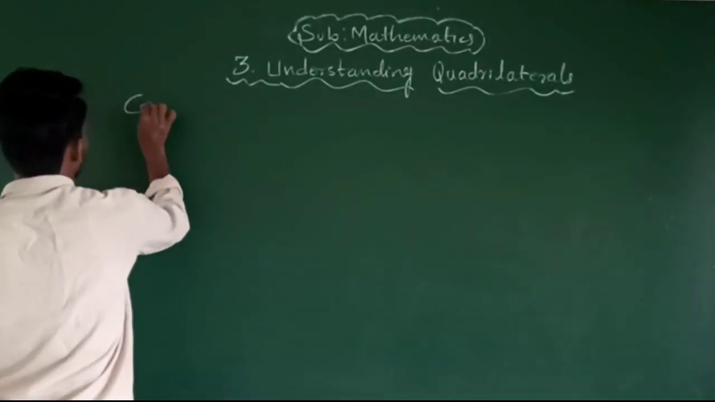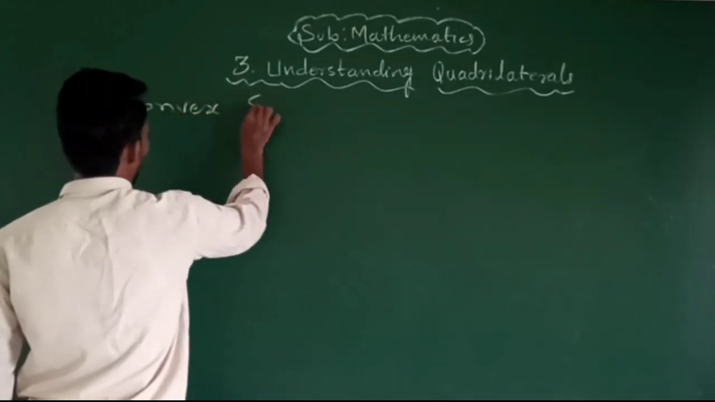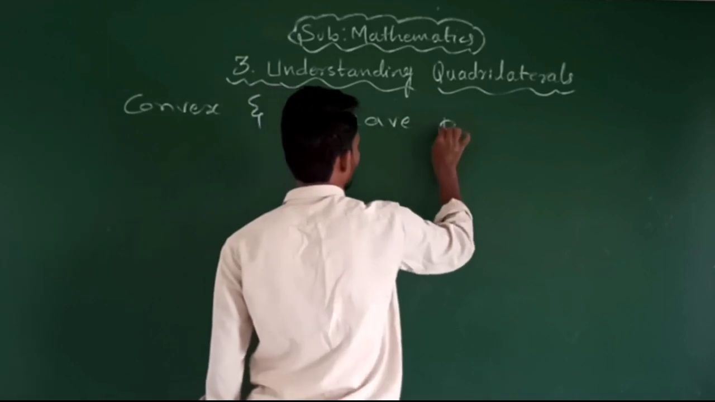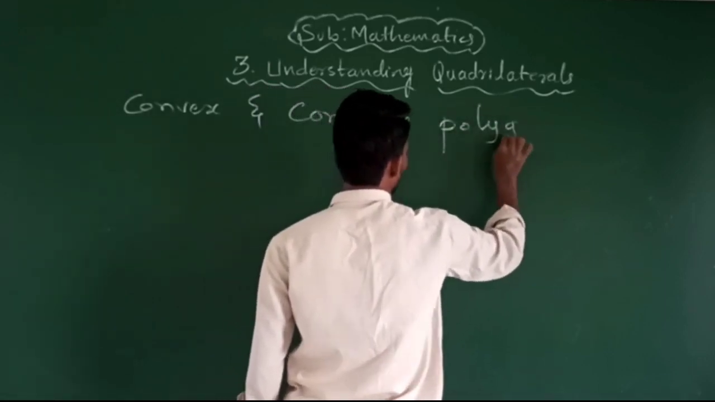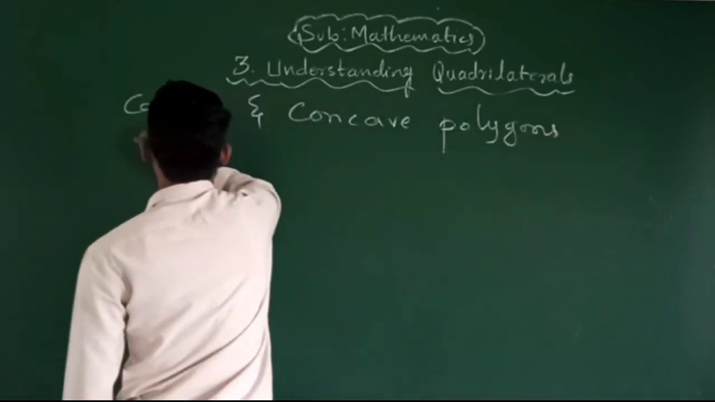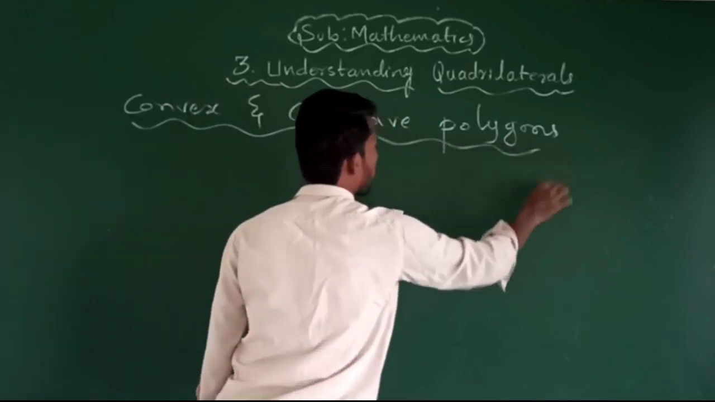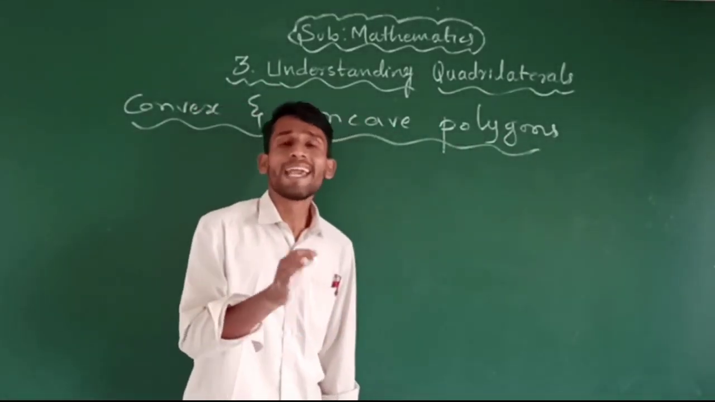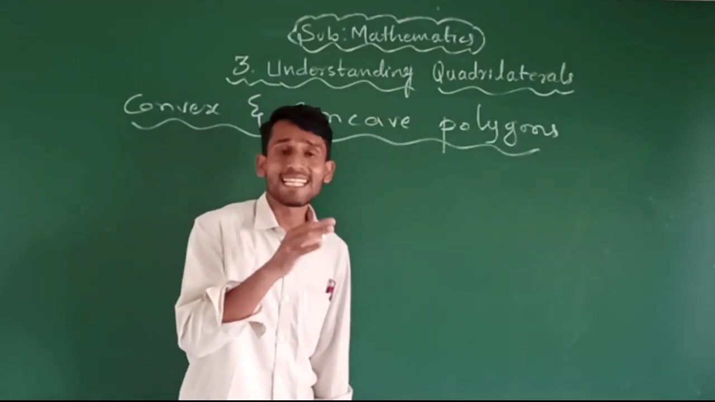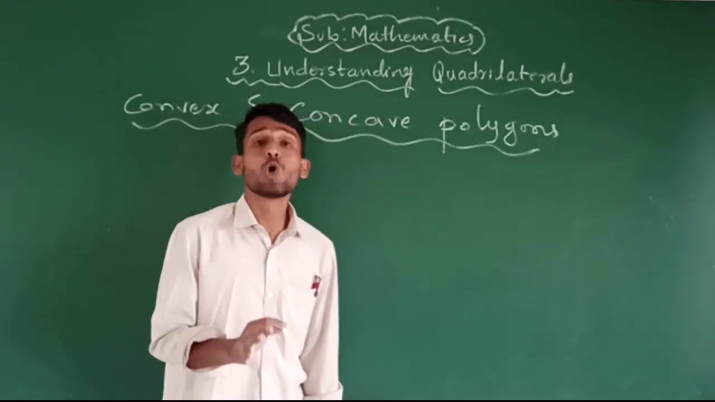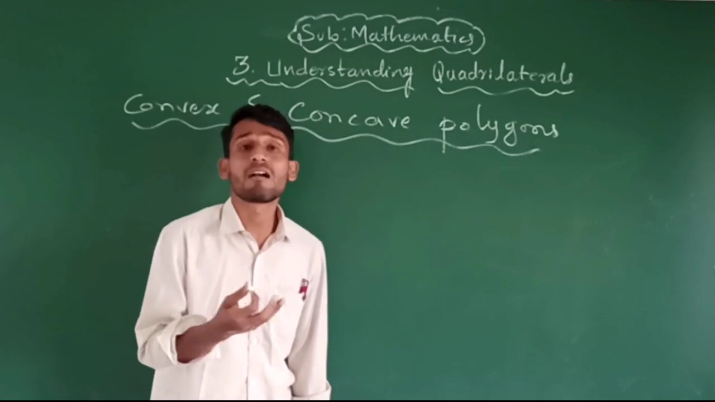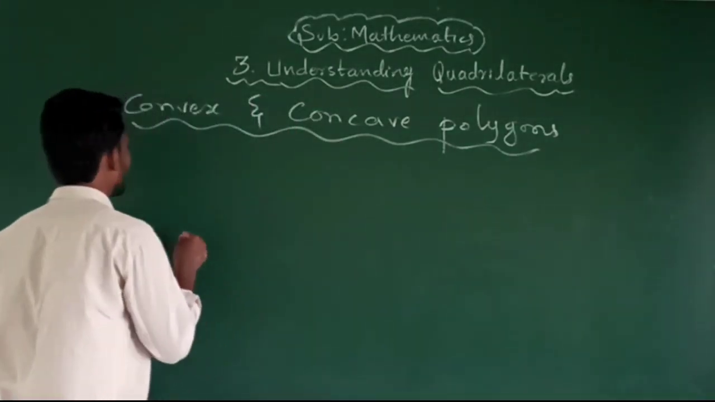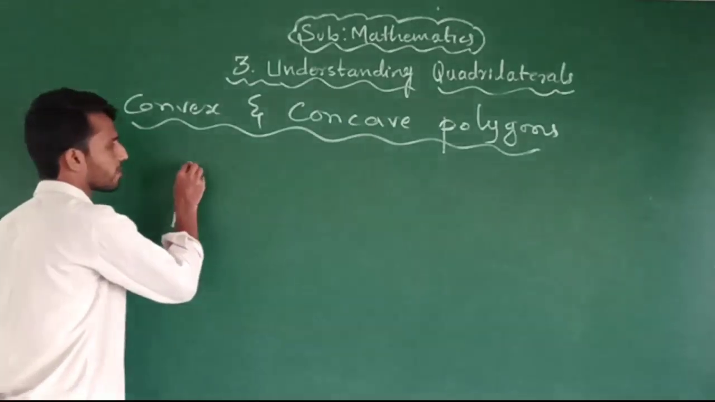Next point, convex and concave polygons. Dear student, convex polygons mean each polygon has its diagonals inside the figure. Those polygons we will call convex polygons. For example, see, I will draw here.